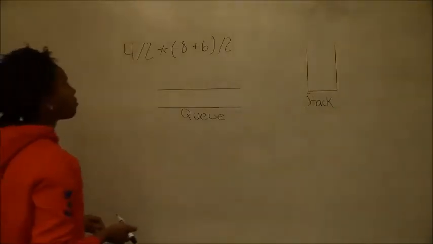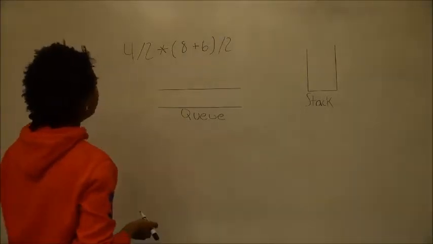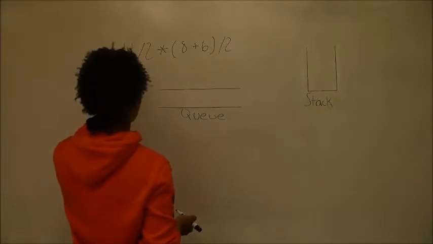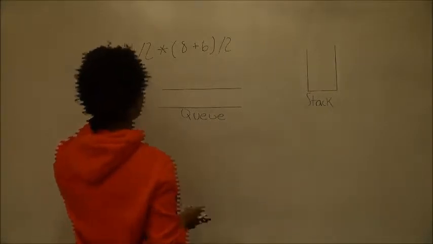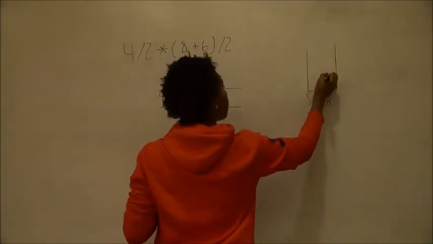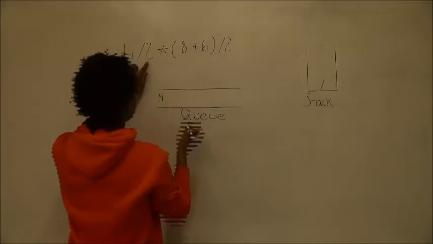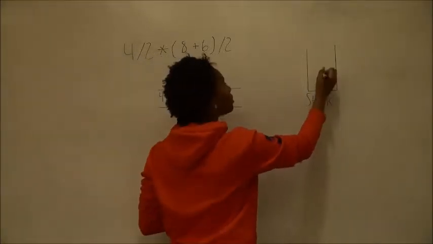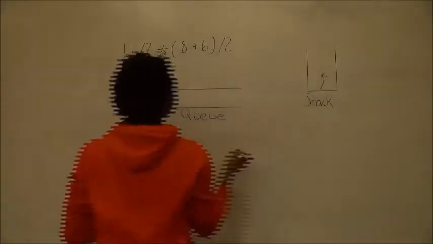For our hard expression, we have to keep in mind the precedence of the operators. Multiplication and division have a high precedence, and addition and subtraction have a low precedence. 4 is a number, so we add that to the queue. Division is an operator, which goes into the stack. 2 is a number, so it's inserted into the queue. Multiplication is an operator and is put into the stack.